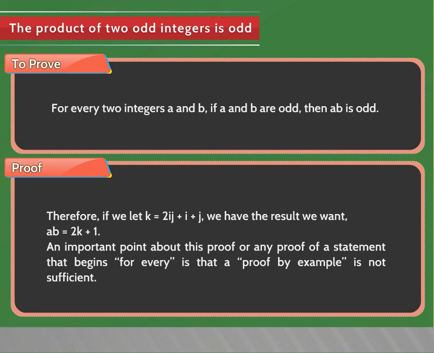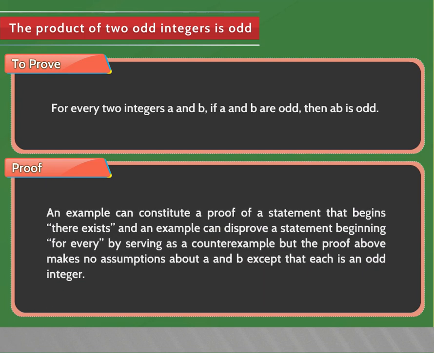An important point about this proof, or any proof of a statement that begins "for every", is that a proof by example is not sufficient. An example can constitute a proof of a statement that begins "there exists", and an example can disprove a statement beginning "for every" by serving as a counterexample, but the proof above makes no assumptions about a and b except that each is an odd integer.